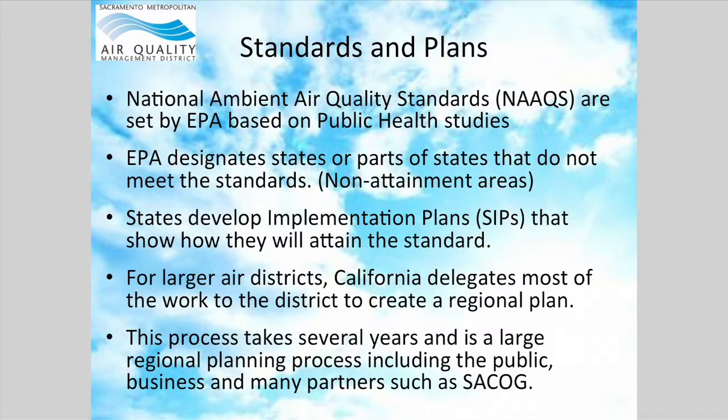But the result of that is, and you'll see later in the presentation, that we have multiple, for example, ozone standards that we're working on at the same time. They designate states or parts of states as what's called non-attainment areas, places that don't meet the standards. And then states have to do implementation plans to show how they're going to meet that standard. In California, for the larger districts, the state delegates that authority to air districts, and we in the Sacramento region work with our other fellow districts in the region to develop our plan.